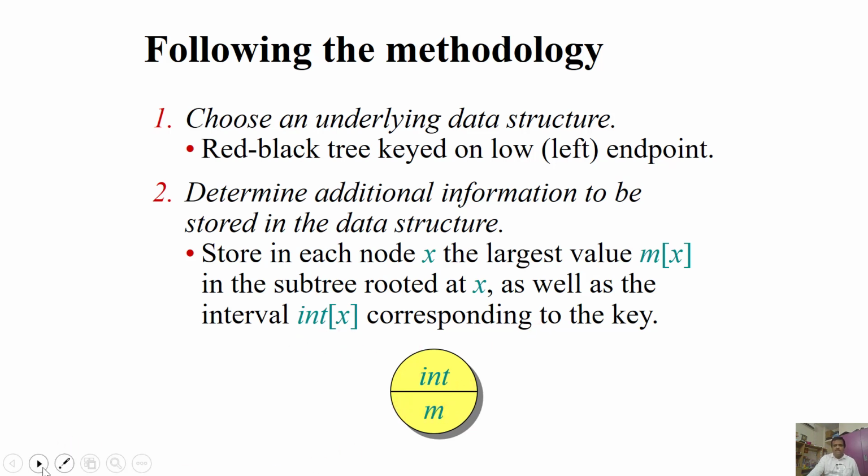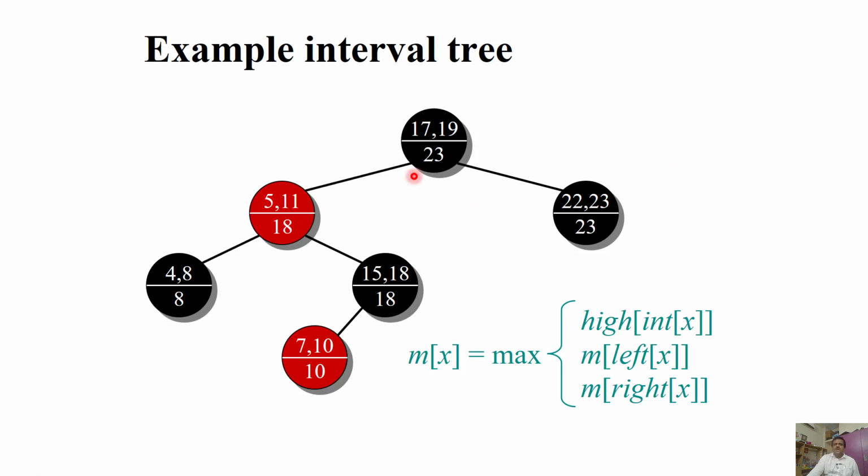Now, how will this M of x be maintained? We had these intervals. We form this red black tree based on the left endpoints 17, 5, 15, 4, 7, 23. These are the left endpoints. We key the node intervals based on these left endpoints, and so we form this tree. This is a red black tree. We can see these two nodes are red, and this is a binary search tree. You can also check the binary search tree property.